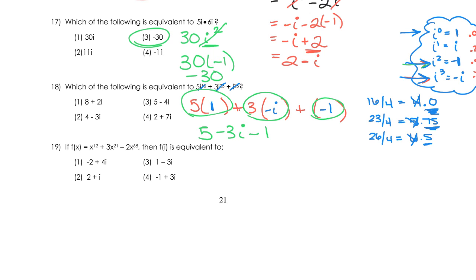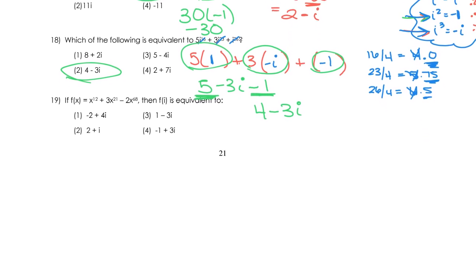I have a little bit to clean up here. I have a 5 minus a 1, which is 4. And then I have that minus 3i attached to it. So I have 4 minus 3i. 4 minus 3i matches with choice 2. And then I got one more to go, so let's go ahead and take a look.